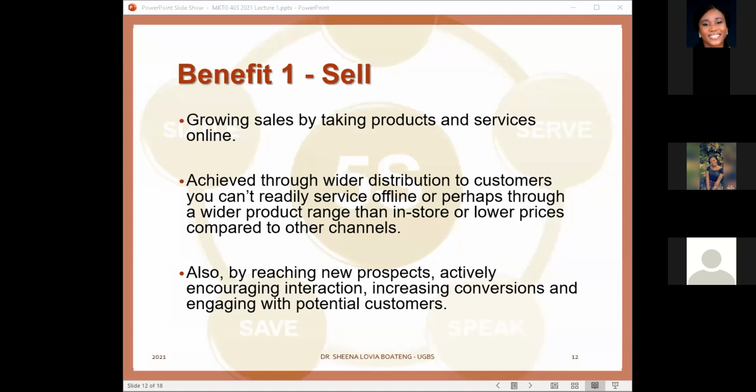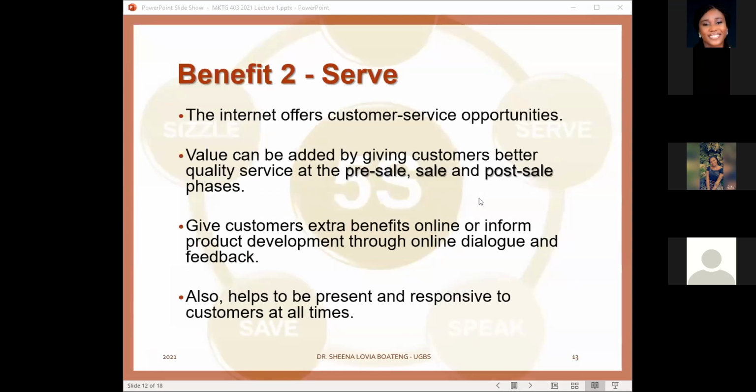Yes, please. Okay. So the second dimension that we can talk about is the serve dimension. Now, the serve dimension, like the word says, has everything to do with offering customers good service. And again, unlike the brick and mortar context, the internet offers us unique opportunities to give customers service over and above what we would have traditionally given to them in the brick and mortar context.